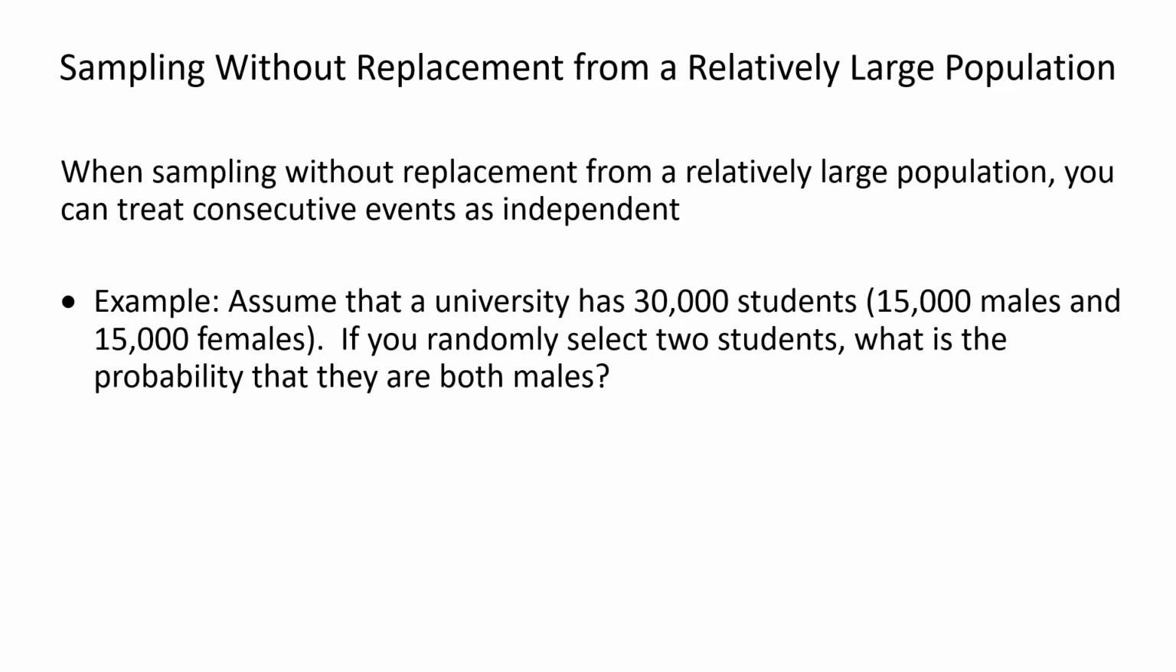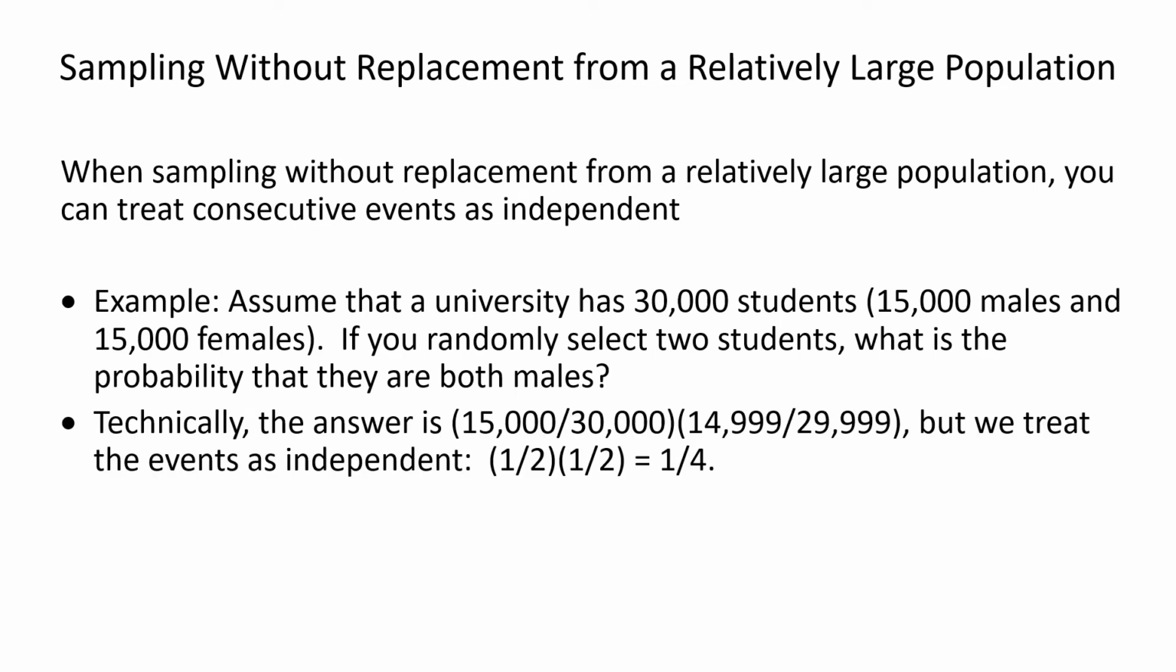Again, technically you're doing that without replacement because you've selected two. You've selected one, you can't select that one again as your second one. So you select two different students. You selected the first one and you did the second one without replacement. Technically, you'd have to do 15,000 divided by 30,000 times 14,999 divided by 29,999.